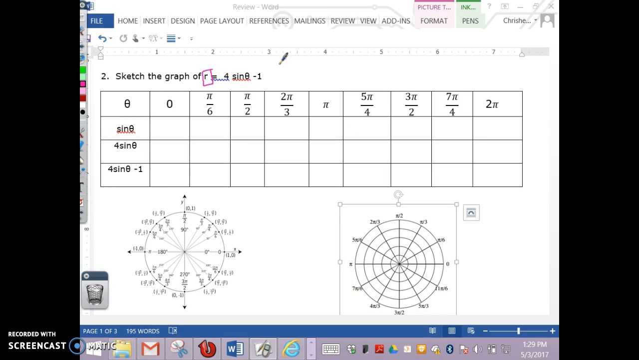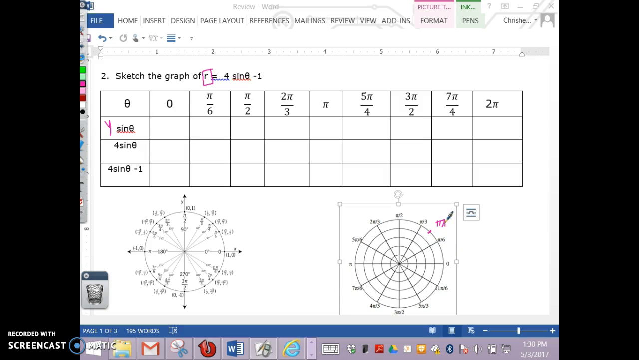All right. So kind of starting off with the same kind of thing, except this time it's sine, and we don't have to do anything to the angle. We're going to take the sine of the angle, which is the y value. Then we're going to multiply by 4. Then we're going to subtract 1. And I picked some different angles this time. I picked some fourths. And if you notice on my polar graph, I don't have the fourths marked. They will be right in here.